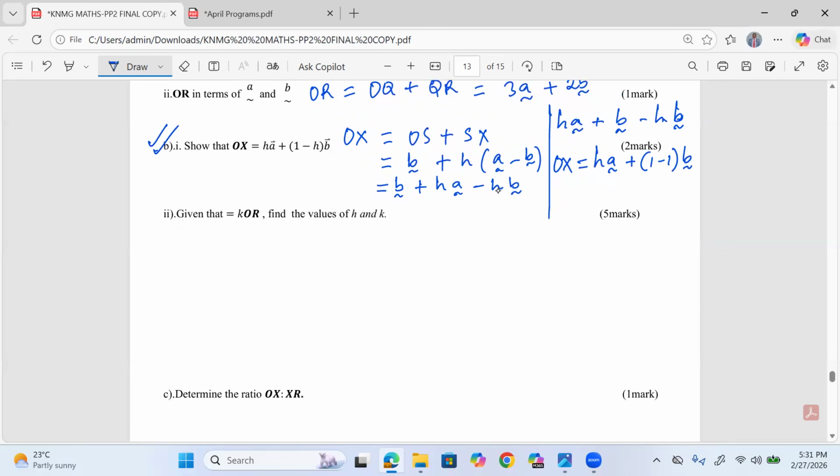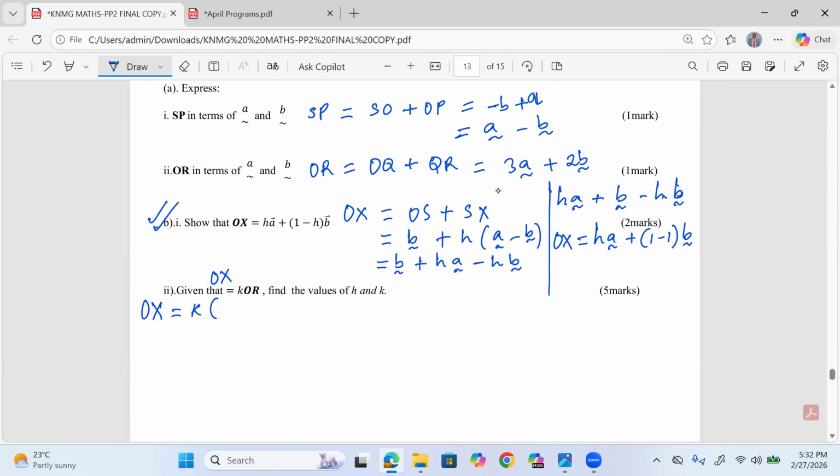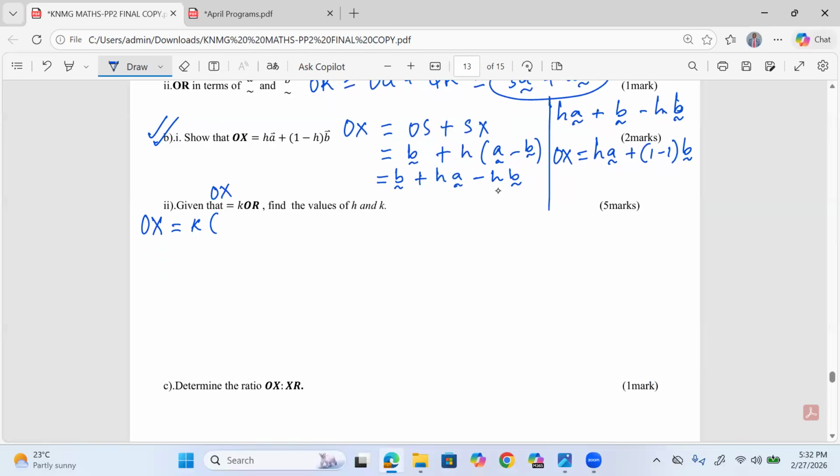Look at part 2 of the same. Given that OX, sorry for that typing error, equals K, the vector OR, find the values of H and K. So vector OX again equals K multiplied by vector OR. Where is OR? We've already worked out OR. It's here, 3A plus 2B.